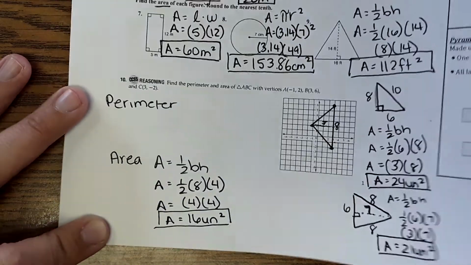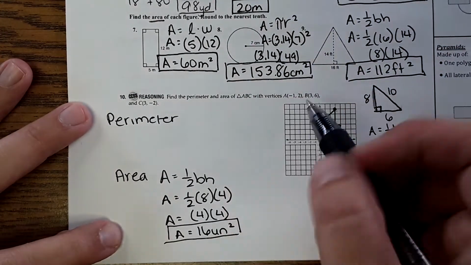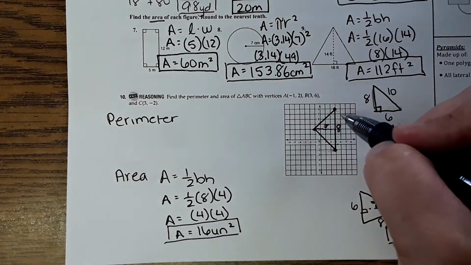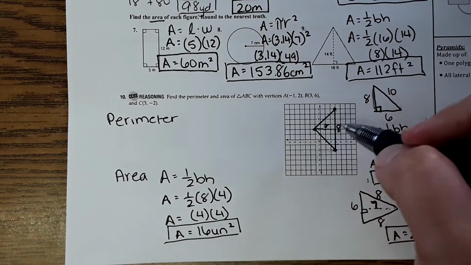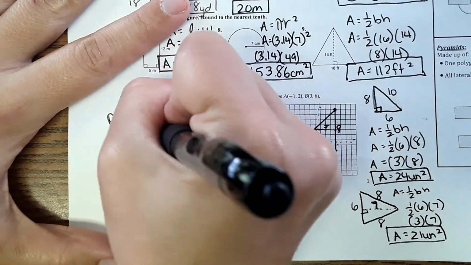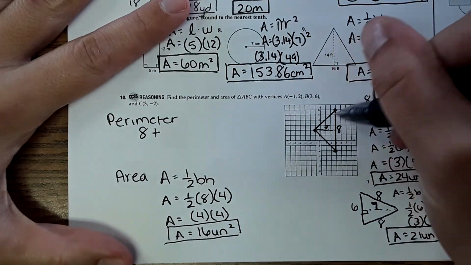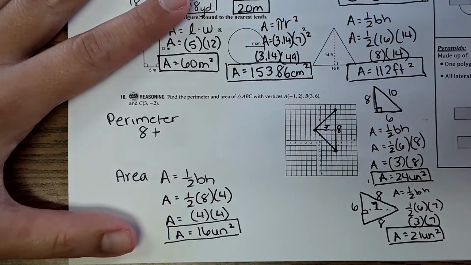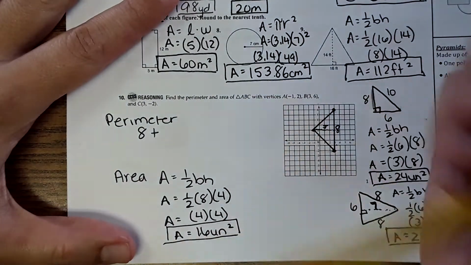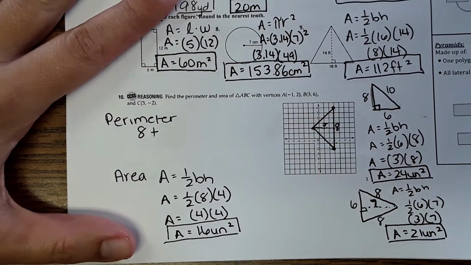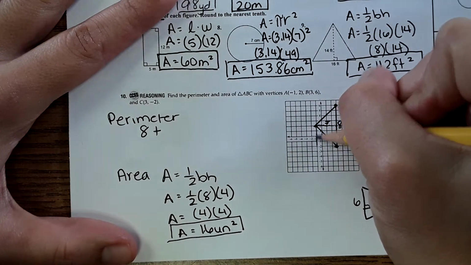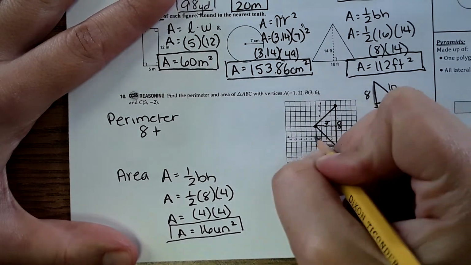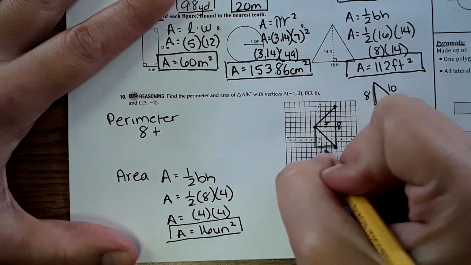Then for perimeter, I said that it was a little bit harder than area. Perimeter is the distance around the shape. We have one of the sides labeled, it's 8, so it's going to be 8 plus whatever the length of these sides are. We're going to have to calculate those lengths using Pythagorean theorem like we did in the last chapter. So I'm sketching out my right triangle. 1, 2, 3, 4.